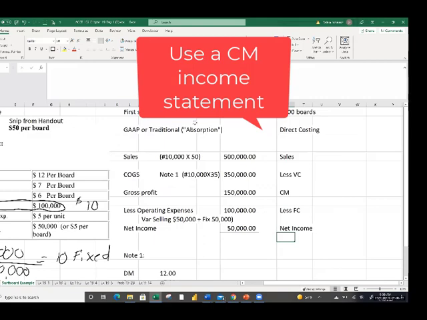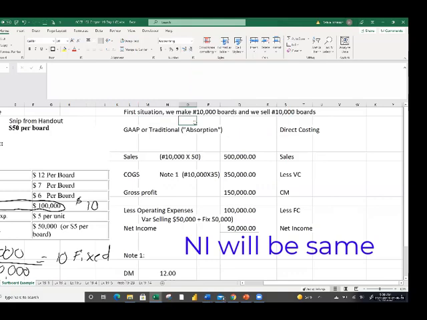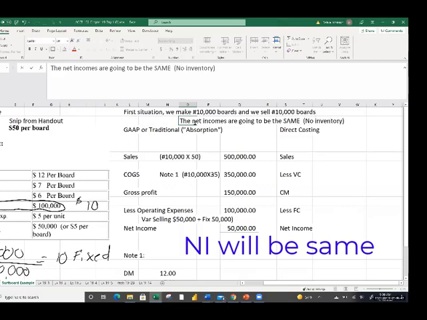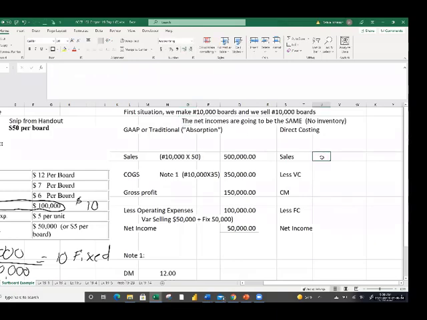And my prediction up ahead, I will always write my prediction on the top because I want you guys to get in the habit of knowing that your answer's right. My prediction is the net incomes are going to be the same. And the reason is there is no inventory on this one. We made 10,000 and we sold 10,000. So my sales are identical, 10,000 units at 50,000.